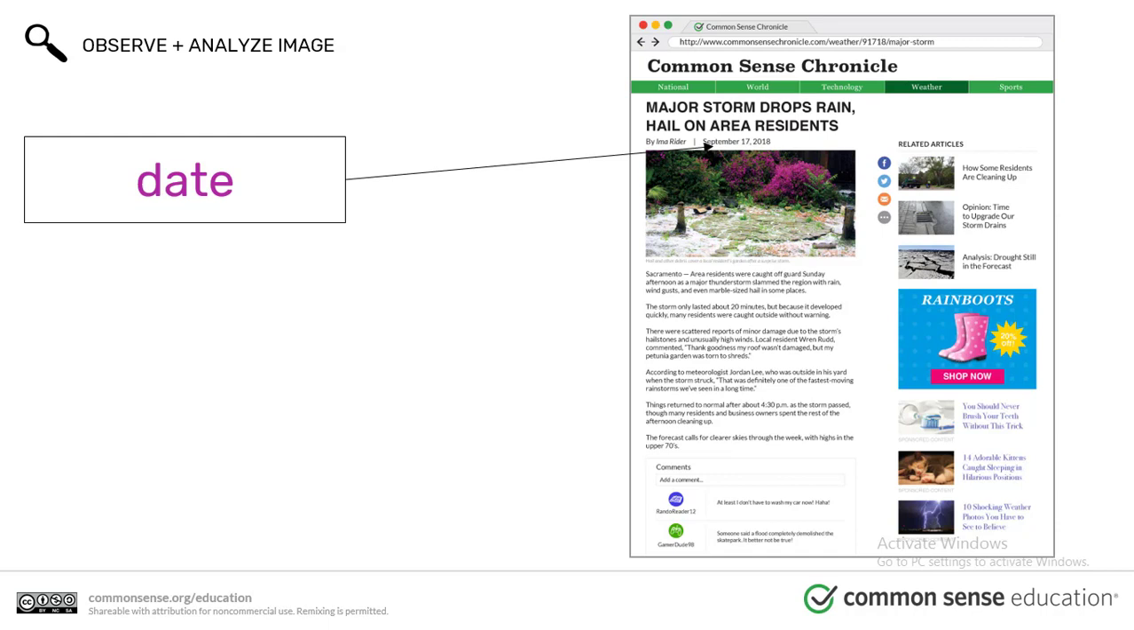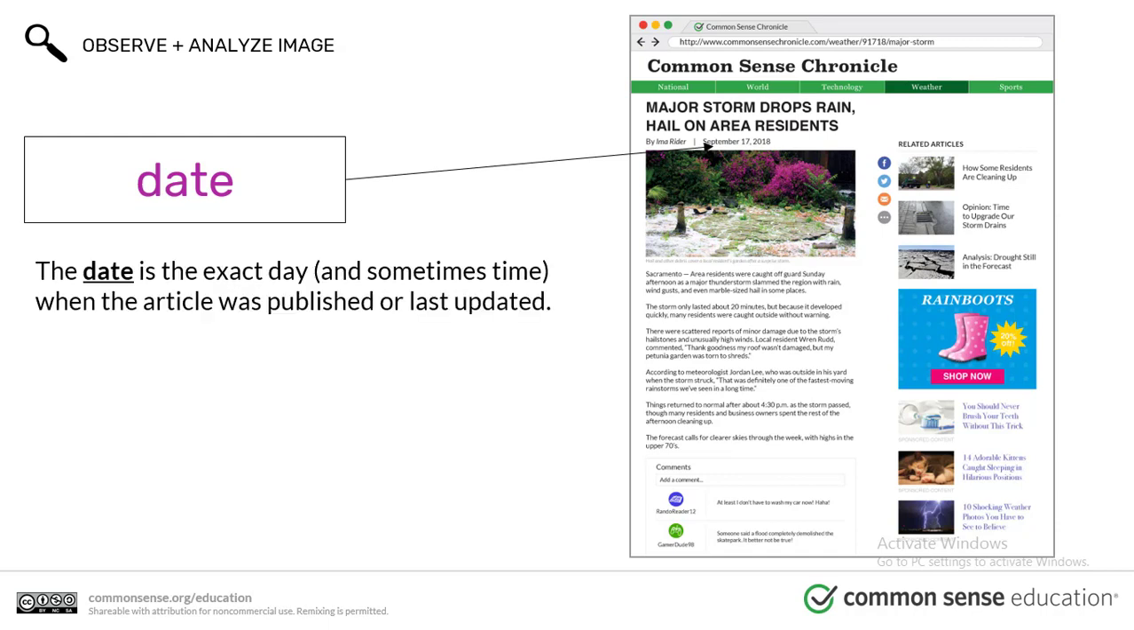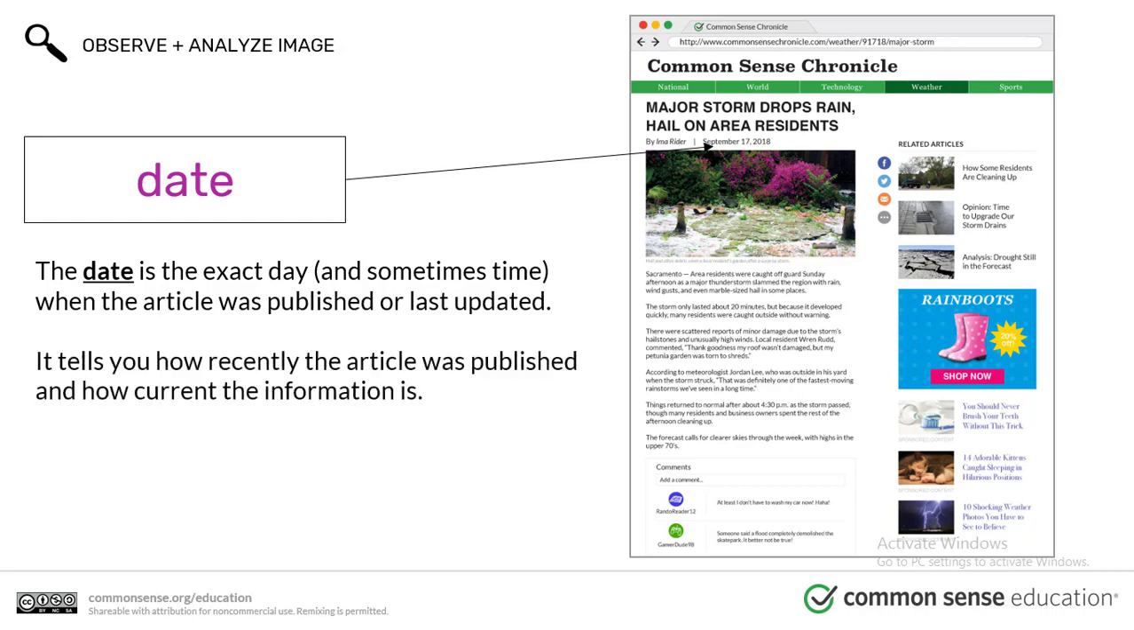Date. The date is the exact day and sometimes time when the article was published or last updated. This tells you how recently the article was published and how current the information is. If there is no byline or date, the article might not be trustworthy.